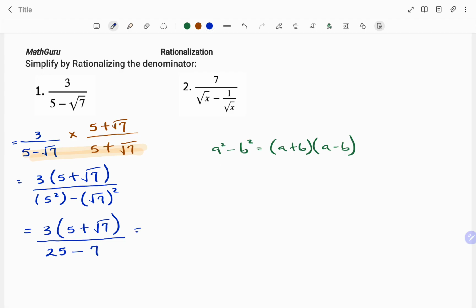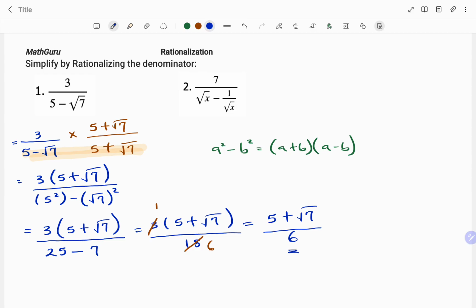And that will give me 3 multiplying 5 plus root of 7 divided by 25 minus 7, that will give me 18. And then I can simplify further: 3 in 3, 1; 3 in 18, 6. So my final answer will be 5 plus root 7 divided by 6. So I've been able to rationalize the denominator by removing the radical.